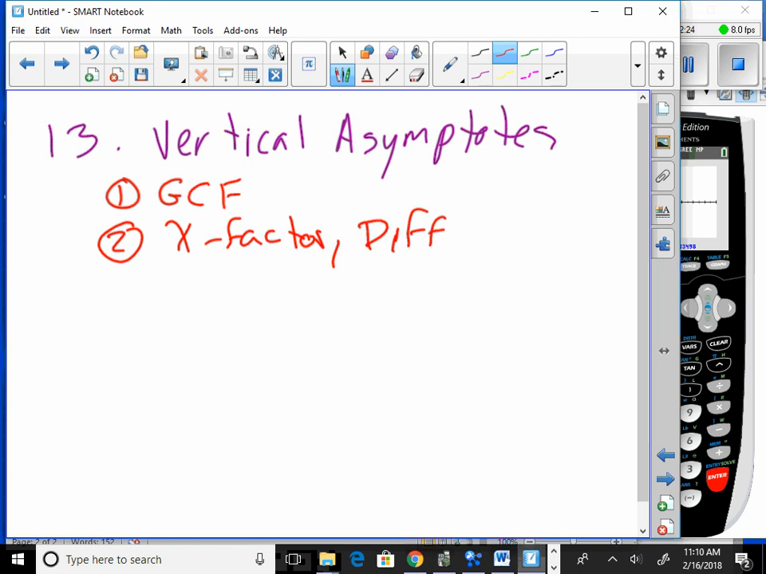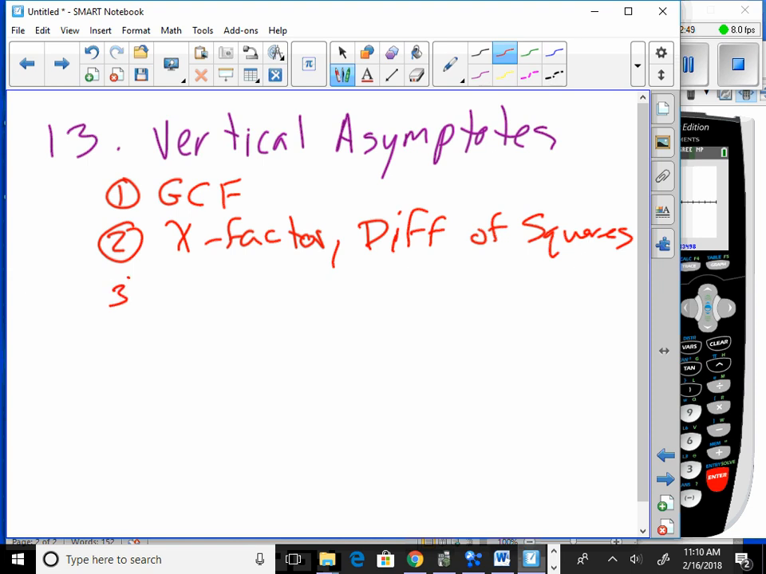Technically, I wouldn't do the quadratic formula on this one because to find vertical asymptotes, we need them listed as factors, and the quadratic formula gives us the solutions instead of the factors. But it is possible to actually, if you really wanted to, do the quadratic formula, get the solutions, and then write them as factors. Okay, so I'll stick on my list, though, with X factor and difference of squares.